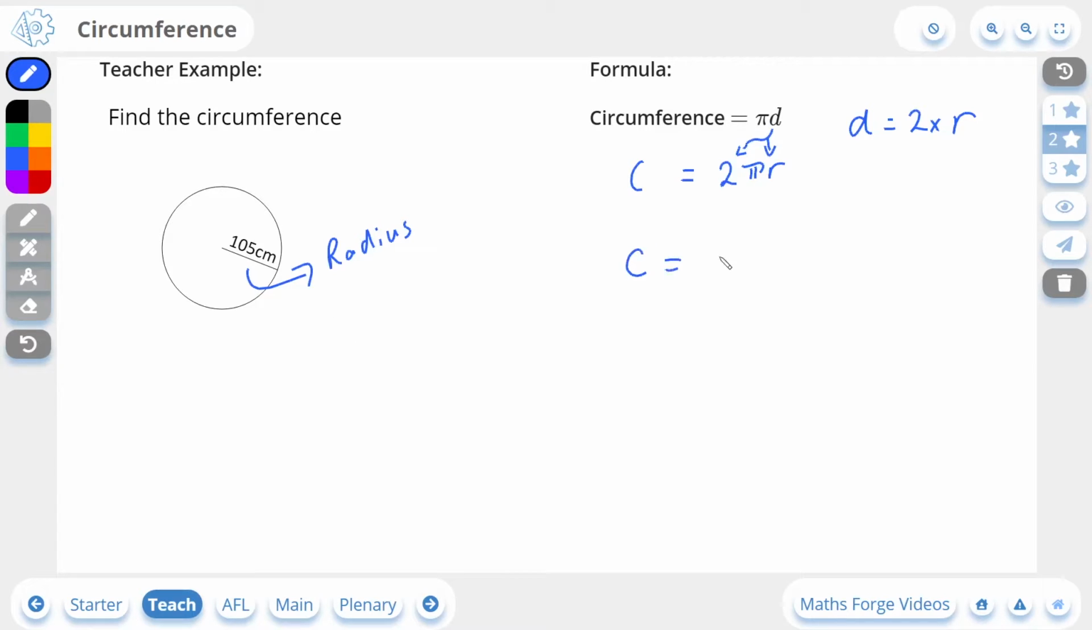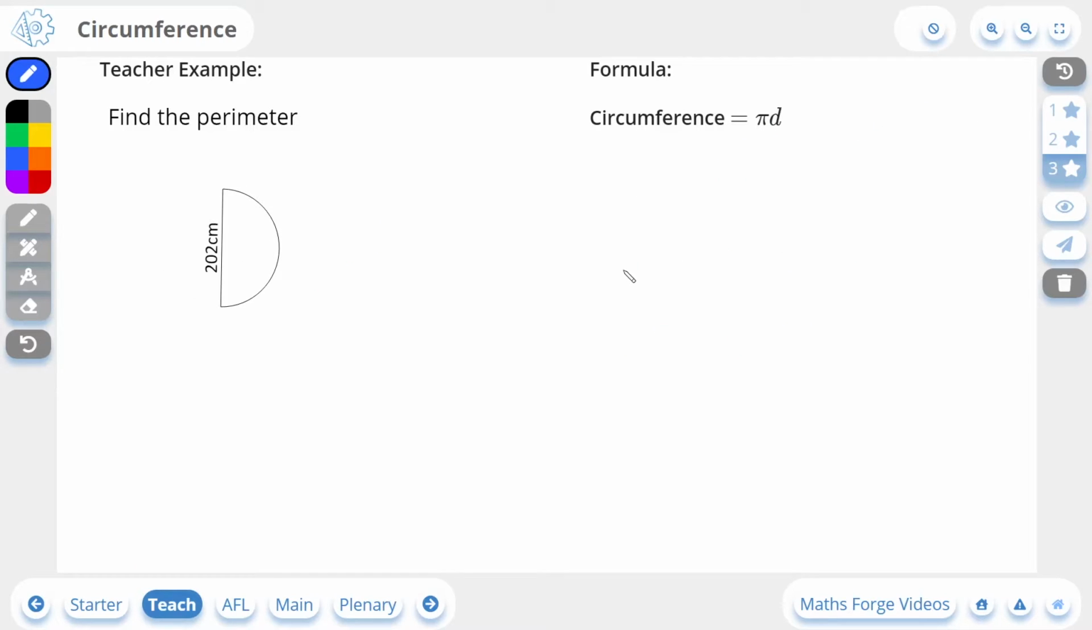The circumference of the circle is 2 times pi times the radius. And in this case, the radius is 105. Inputting this into our calculators and giving our answer to one decimal place, we get the following: 659.7 centimeters. And if we check our answer, there it is. Don't forget to include the units as well. Since circumference is just another form of length, then it will hold the same units as the radius or the diameter.